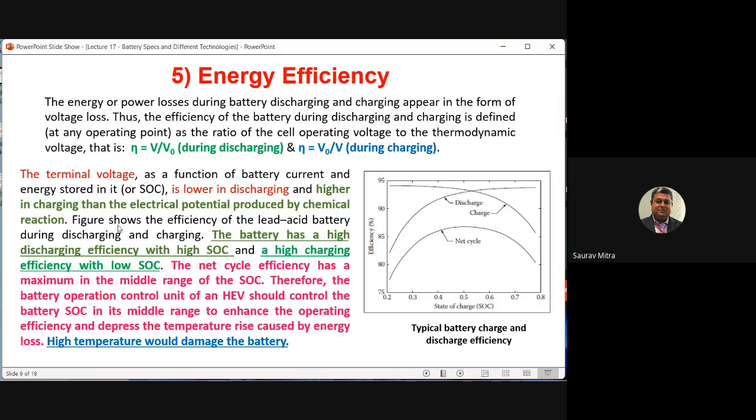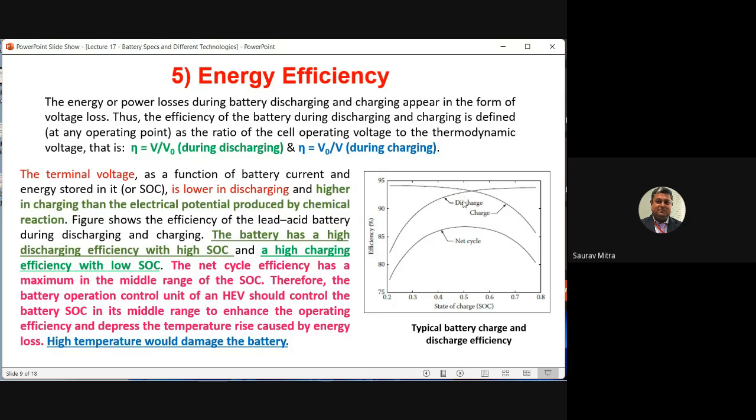The electrical figure shows the efficiency of the lead acid battery during discharge and charge. The battery has a high discharging efficiency with high SOC, you are finding on the right side, and the battery has a high charging efficiency at low SOC. So in this case you are finding that the battery is already charged, and you are finding a very high efficiency. The more the battery is charging, the more the SOC, at that time its efficiency is actually decreasing. So the net cycle efficiency has a maximum in the middle.